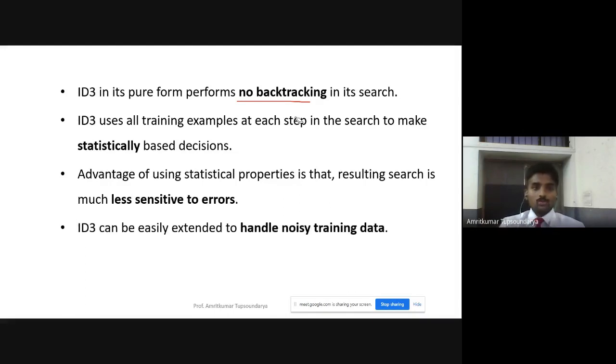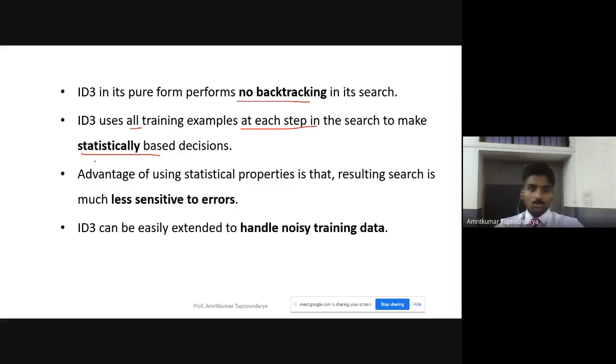Also, ID3 uses all the training examples at each step in the search to make the statistically based decision. Now, what is this statistically based decision?